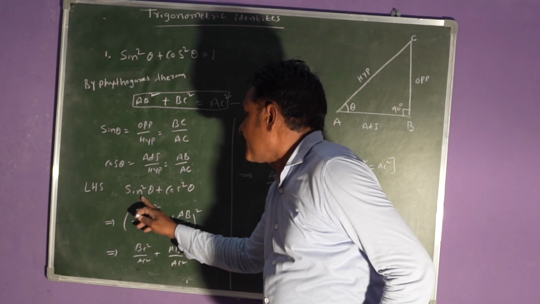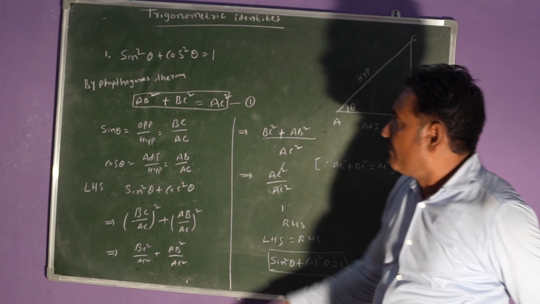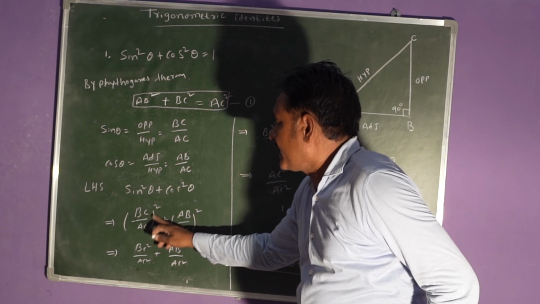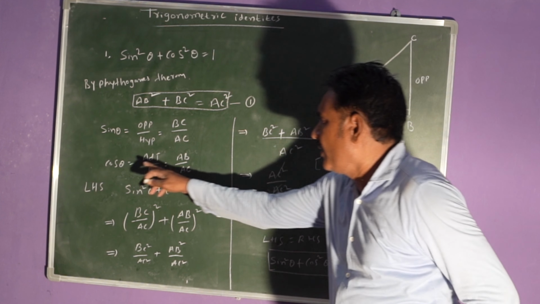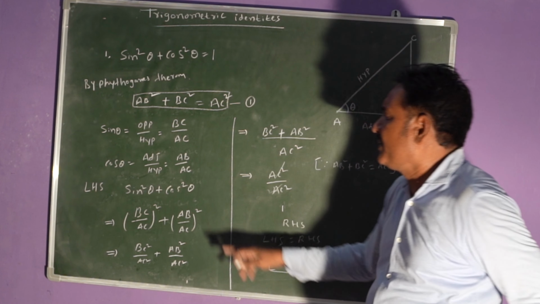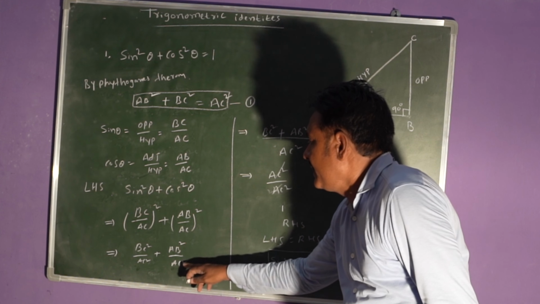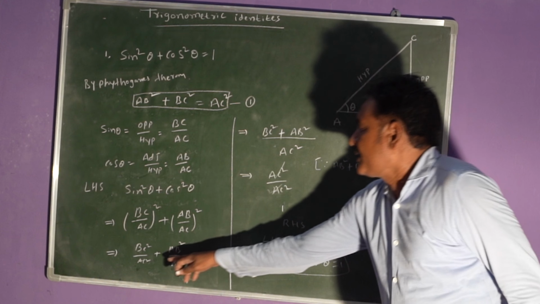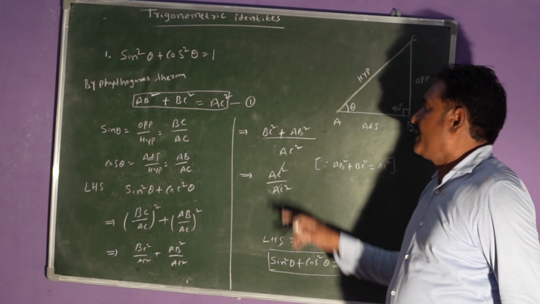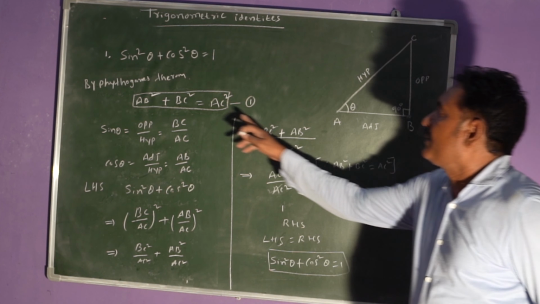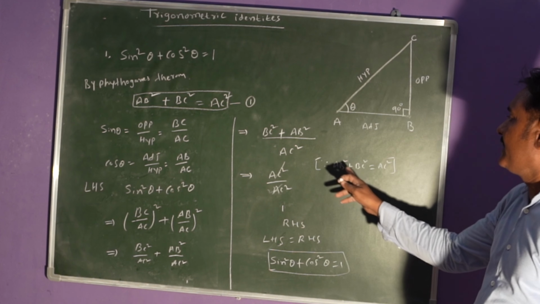Then LHS is equal to sin square theta plus cos square theta. What is sin? BC by AC, and square means square. What is cos? AB by AC, and square means square. Then BC square by AC square plus AB square by AC square. Next step, the LCM is AC square. Then BC square plus AB square, BC square plus AB square is equal to AC square.